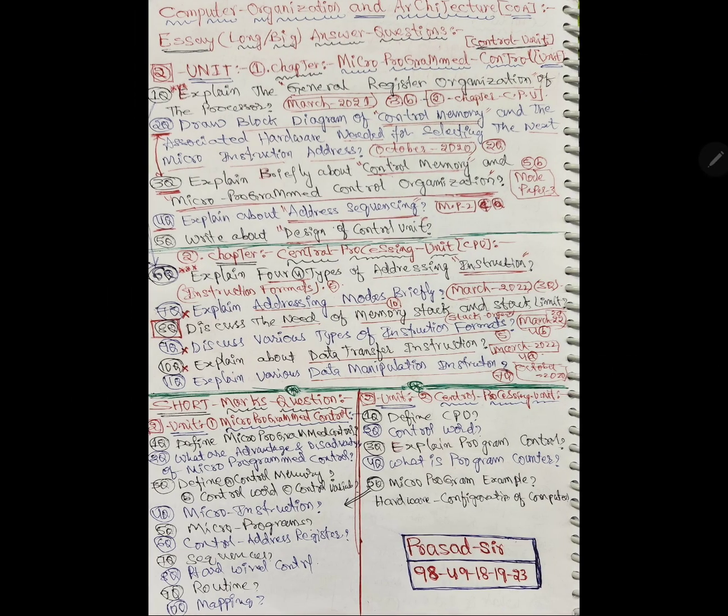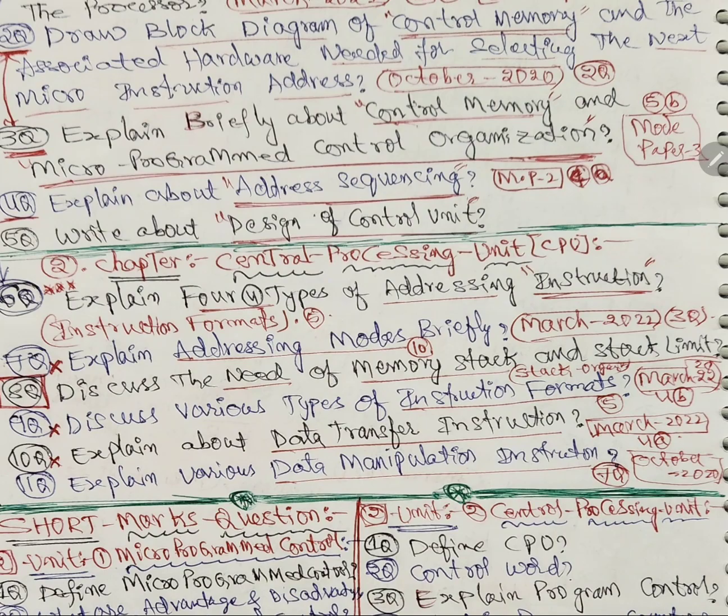Very simple. Now coming to the topic, I hope your doubts are removed now. Addressing modes means 10 we have. That was given last year, so this year we may not get this question. Now discuss the stack organization. This is an out of syllabus question, right? No need to prepare that.